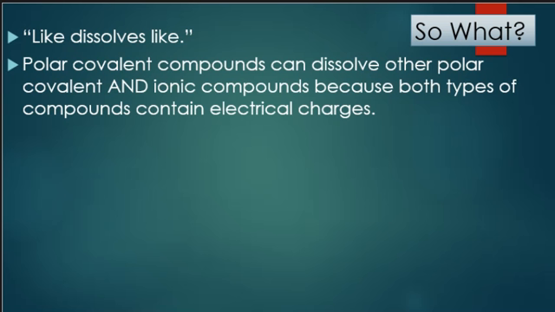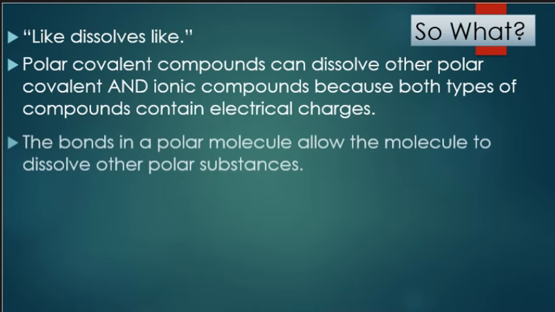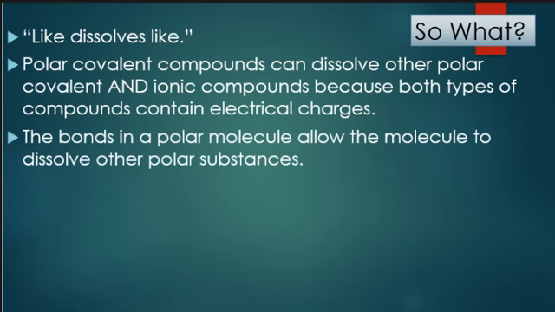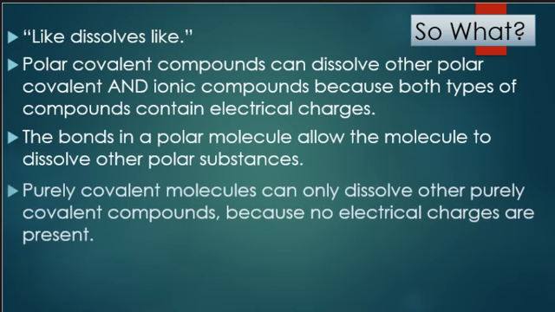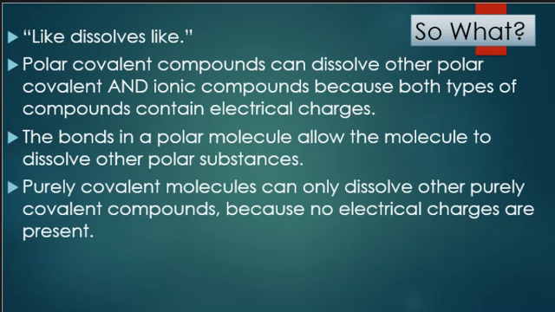So we had to come up with a trick, and the trick is to isolate the oil by putting something called soap in there. Soap turns it into polar, by surrounding it and turning it into a polar molecule. It doesn't literally turn it into it, but it surrounds it and makes it polar. The bonds in a polar molecule allow the molecule to dissolve other polar substances. Purely covalent, that means nonpolar, can only dissolve other nonpolar covalent compounds because there are no electrical charges present.